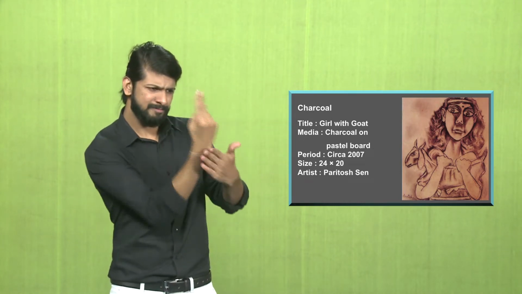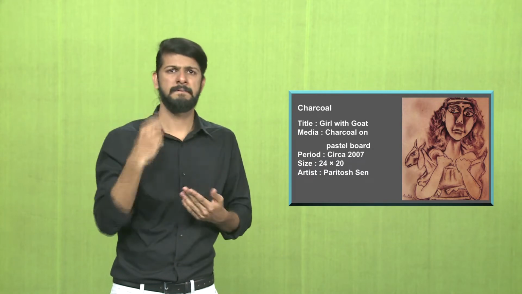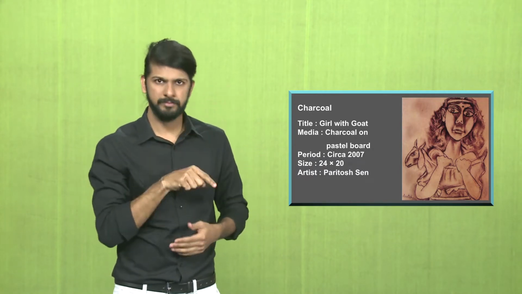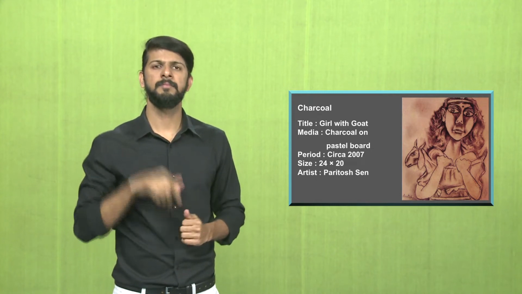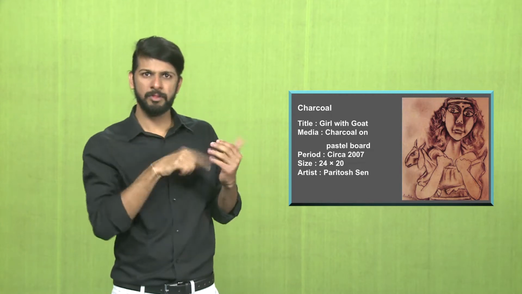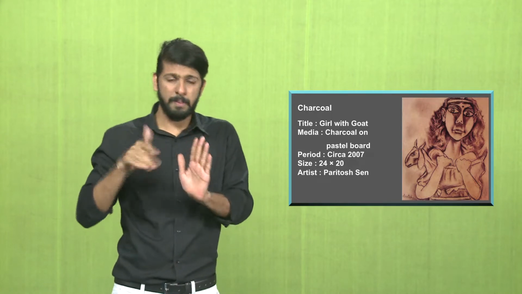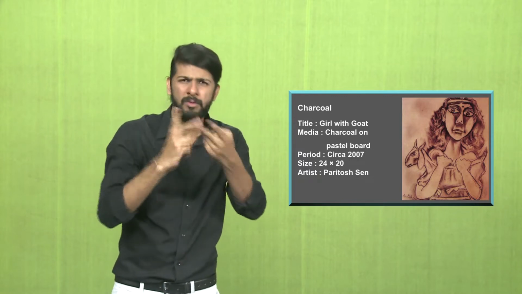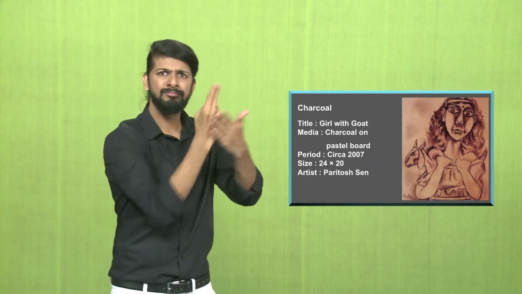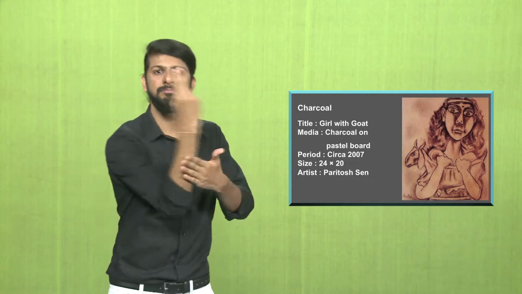The artist is Paritosh Sen, renowned artist. General description of Girl with Goat. Paritosh Sen is one of the leading modern Indian painters. And this work he executed in 2007.